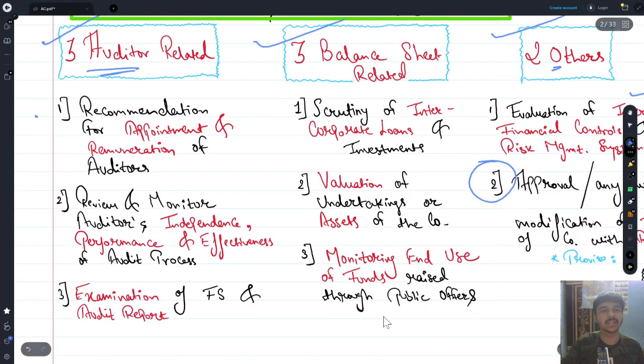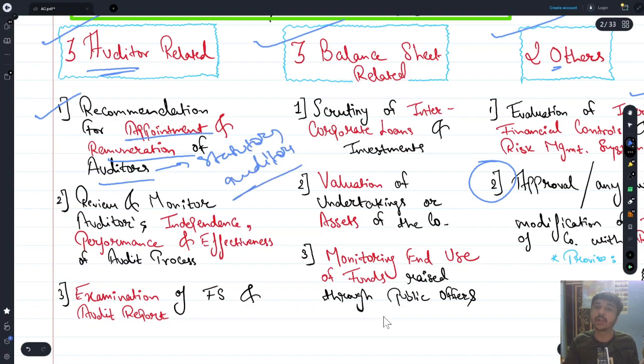Basic. So the first one is recommendation for appointment and remuneration of auditors. Now who are these auditors? See, the audit committee's first function is recommendation for appointment and remuneration of auditors. Now who are these auditors? These are the statutory auditors, which the company is going to appoint for their statutory audit. So the first function of the audit committee is recommendation for appointment and remuneration of auditors.